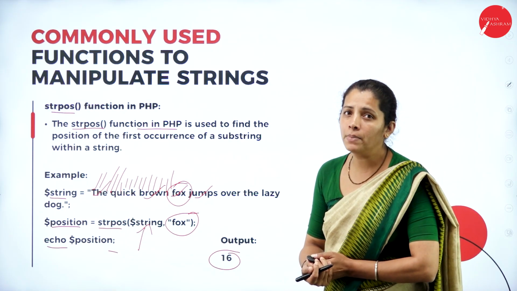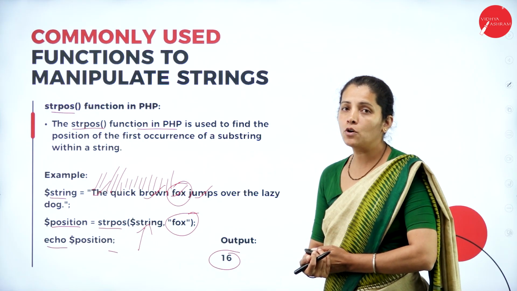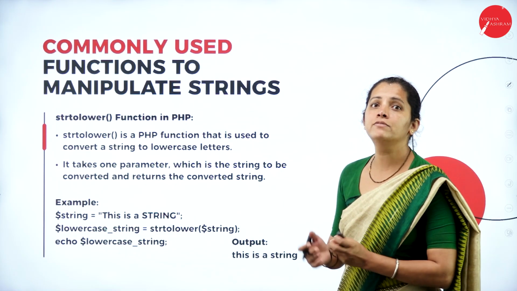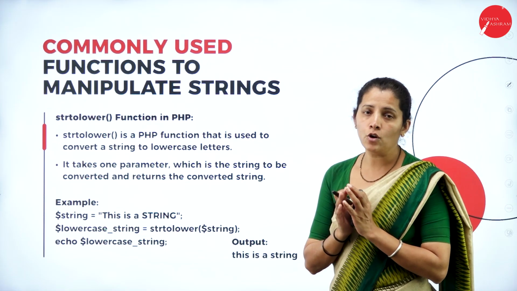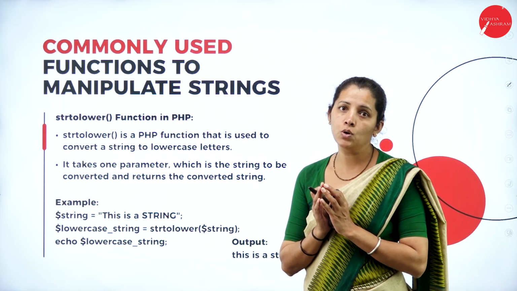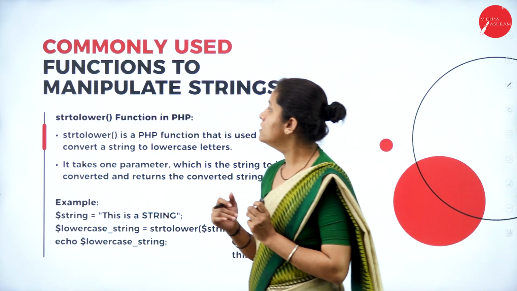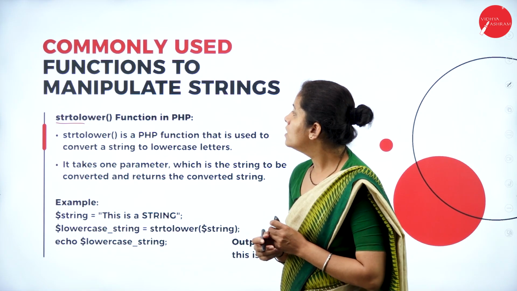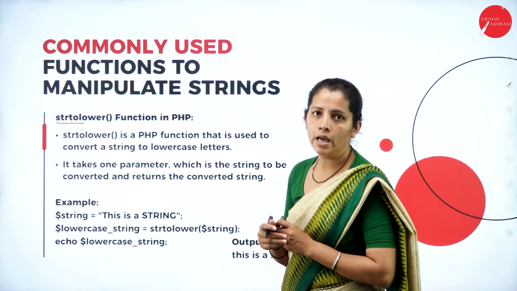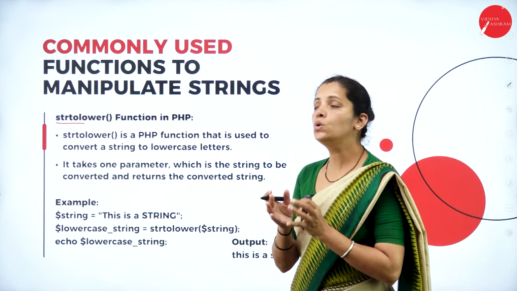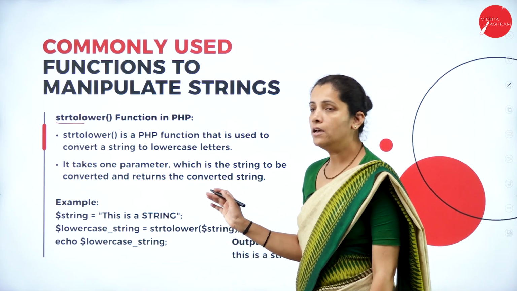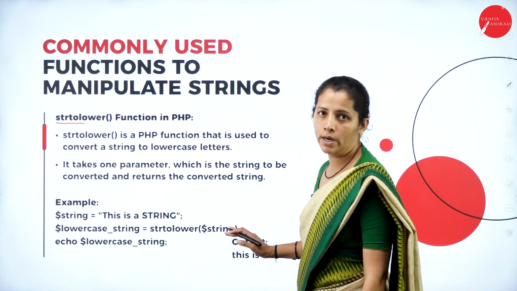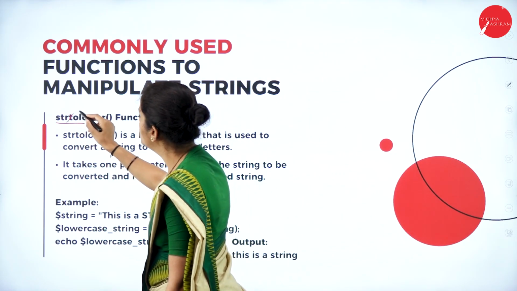Even I have string uppercase, string lowercase, string concatenation, string comparison, all those functions. So, dear student, even I have string comparison, string concatenation, string uppercase, string lowercase functions. Now I have the function called strtolower. So what is strtolower? It is nothing but the string to lowercase function. Whatever string I have, I want to convert that into lowercase.